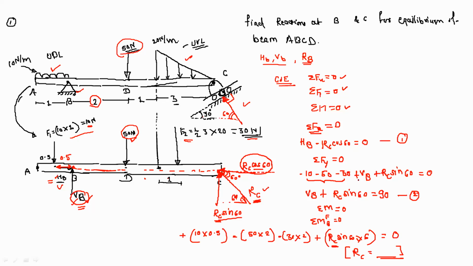So you can give the answer in the chat box. What is the reaction RC? Once you get the value of reaction RC, put this RC in equation 2 and calculate VB, and put the value in equation 1 and calculate the reaction HB. In this way, you can find reaction HB, reaction VB, and reaction RC. Yes, try to solve this. So reaction RC is equal to 29.8297 Newton. Put this value of reaction RC in equation 2 and get the value of reaction VB.